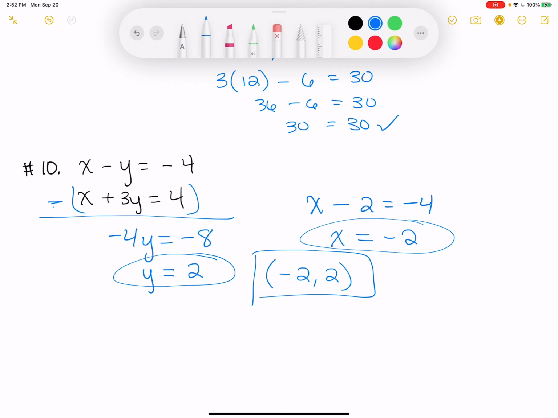And then I can check it. I'll just go with the top one. Negative 2 minus 2 equals negative 4. Negative 4 equals negative 4. And it works.